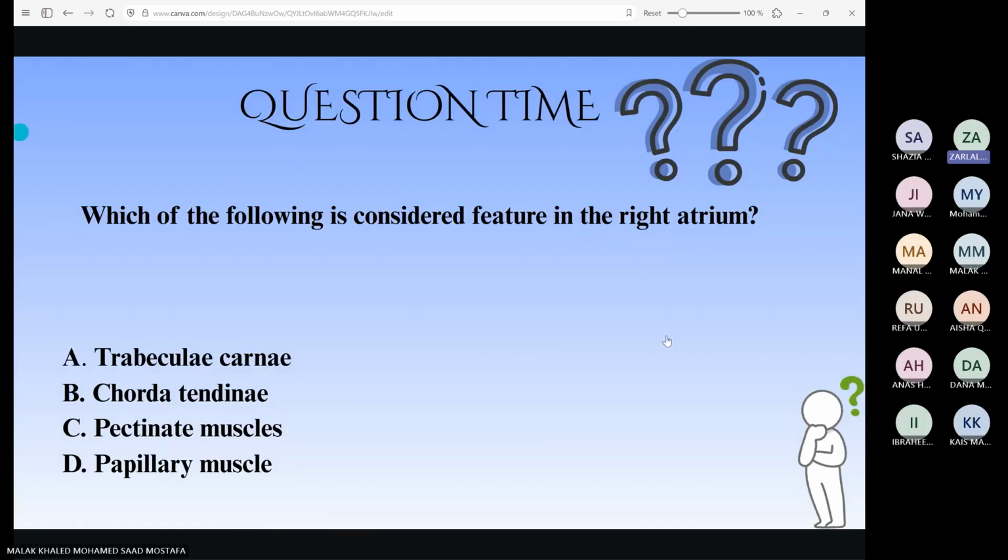Thank you. Here's another question. Which of the following is considered a feature in the right atrium? Yes, thank you, it is pectinate muscles. Trabeculae carneae are located in the ventricles. Chordae tendineae are located in the ventricles, and papillary muscles are also located in the ventricles. Next, please.